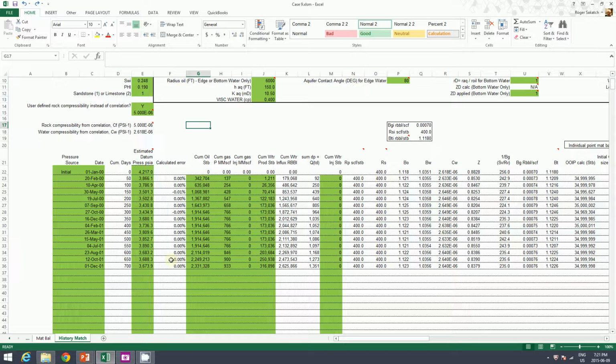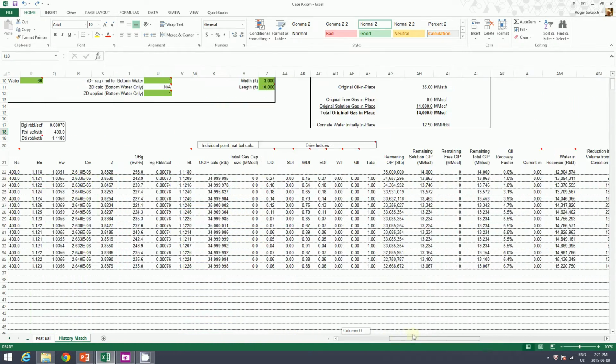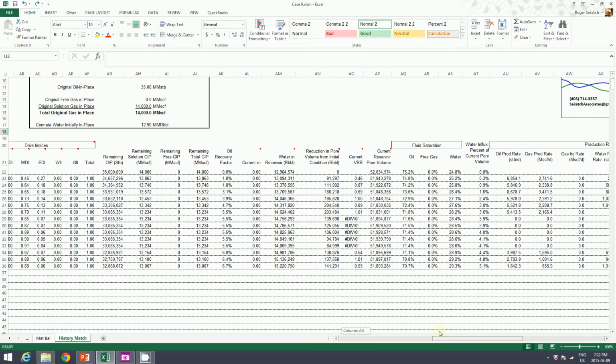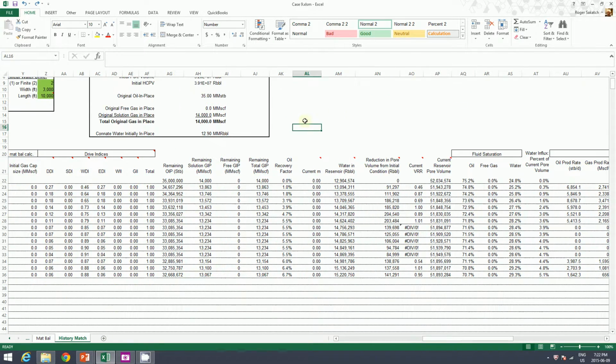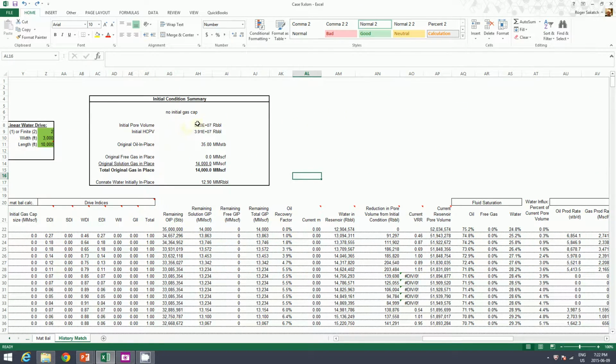You can see the calculated errors are very close to 0. That indicates that the material balance equation is supporting the fact that these are good estimates of the reservoir pressure. Once we do that, we can come way to the far right here. Actually, before we go on, this is a quick summary of what we're dealing with. It tells us that the initial pore volume and the initial hydrocarbon pore volume are these values.